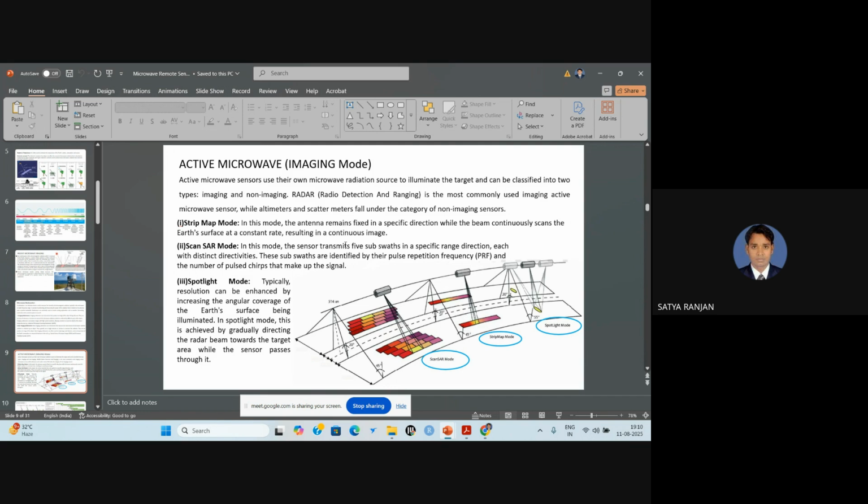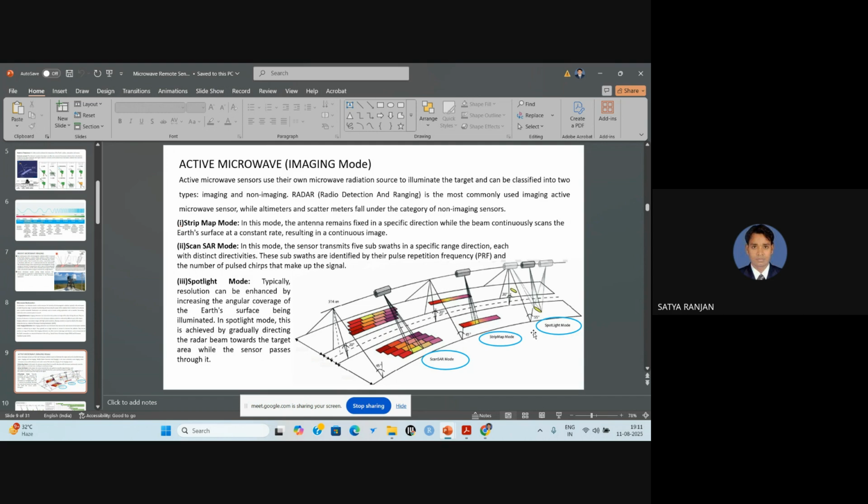One is strip map mode. In this strip map mode, the antenna remains fixed in a specific direction. So this is the image. And the beam continuously scans the Earth's surface at a constant rate over a fixed particular area. In this way, it scans all the area of the Earth's surface. Then scan SAR mode. In this mode, there are five subswaths, so there are five paths. In these paths it scans the area, then creates some image.